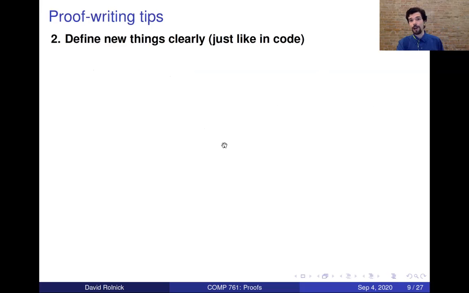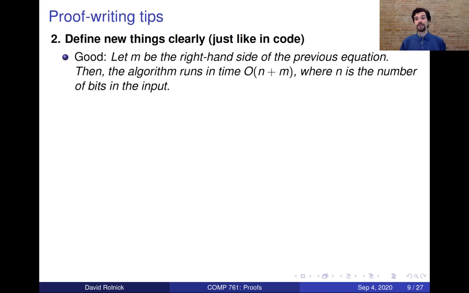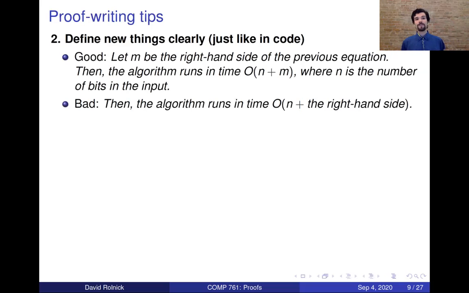This is just like in code. If you have a thing, if you have an object, it's often good to name it, and name it explicitly. Don't name it implicitly. One example could be: let m be the right-hand side of the previous equation. Then the algorithm runs in time O of n plus m, where n is the number of bits in the input. That doesn't necessarily make any sense, but it at least makes mathematical sense.